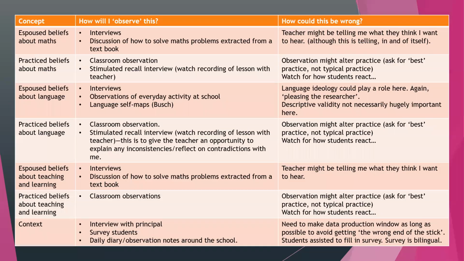So what one can also do, and this is in chapter 3 and chapter 2 of the Maxwell reading, is you can take your concept and you can say, well, how will I observe this? And start to bullet point techniques that you might use in order to get at it. Perhaps multiple techniques for the same concept in order to cross-reference. And then ask yourself, how could this be wrong? This is a very valuable exercise to start plotting once you have a collection of concepts.